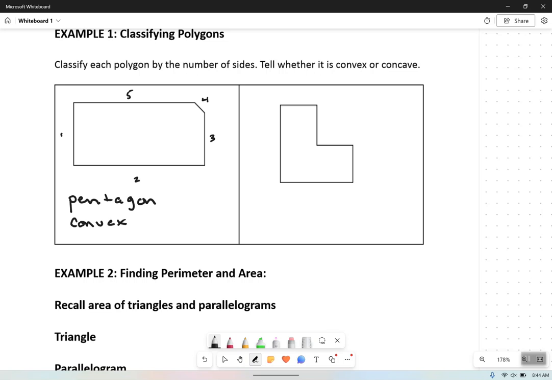How many sides to the next figure, my friends? Count them. 6 of them? Okay, let me double check. 1 side, 2 side, 3 side, 4 side, 5 side, 6 side. Absolutely. What's the name of a 6-sided figure again? Hexagon. Okay, how about this one? Concave or convex? Why are you saying concave, my friends?